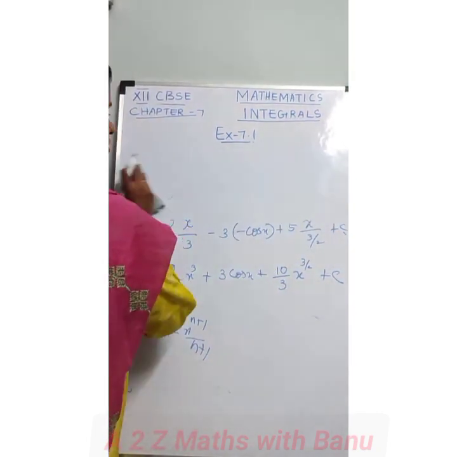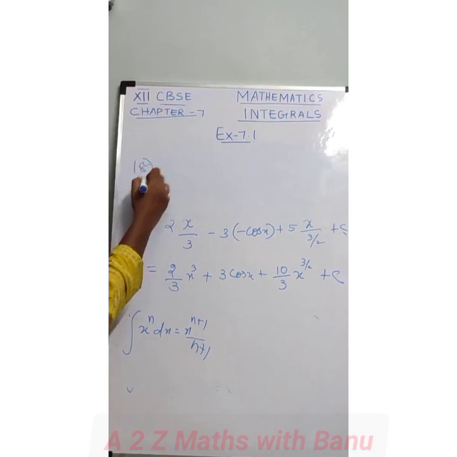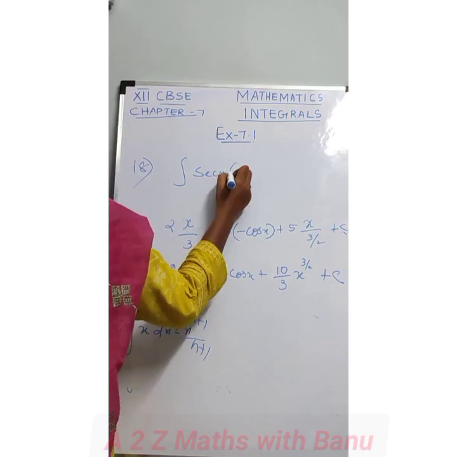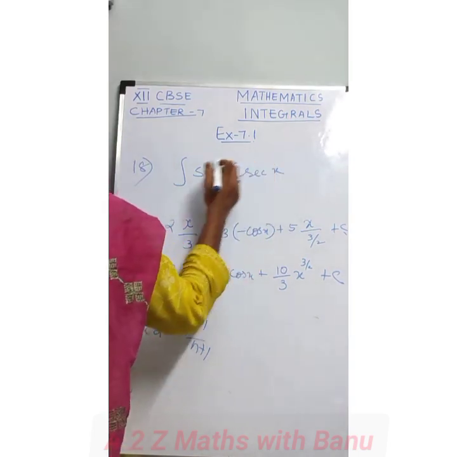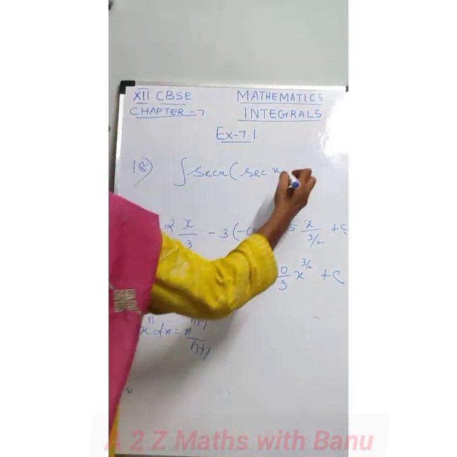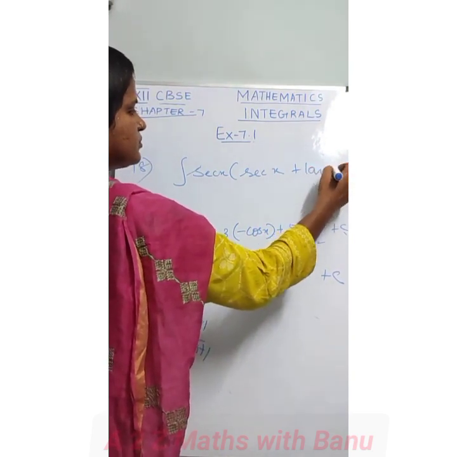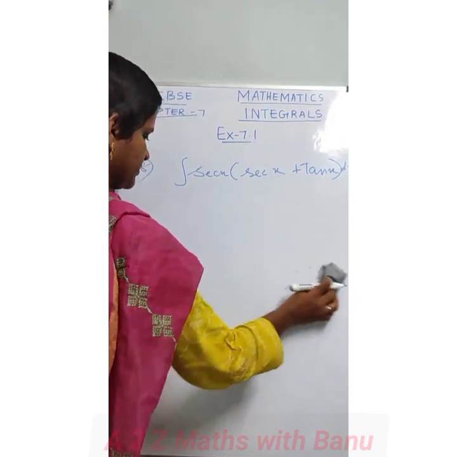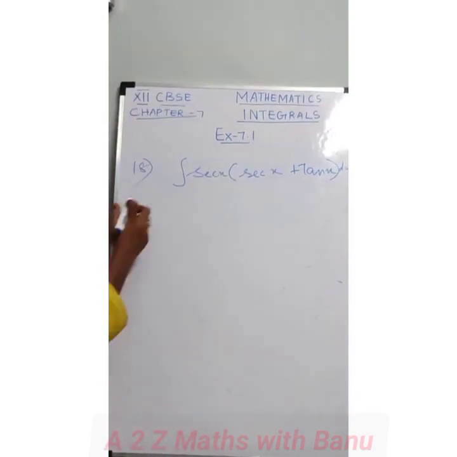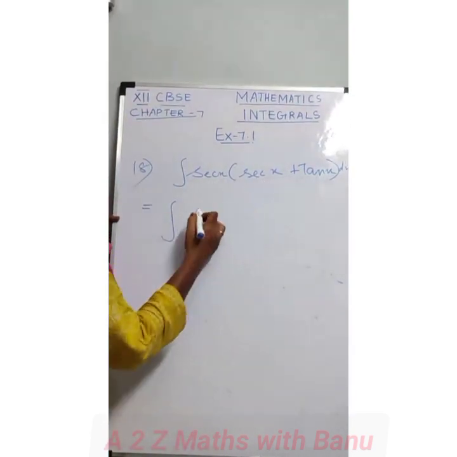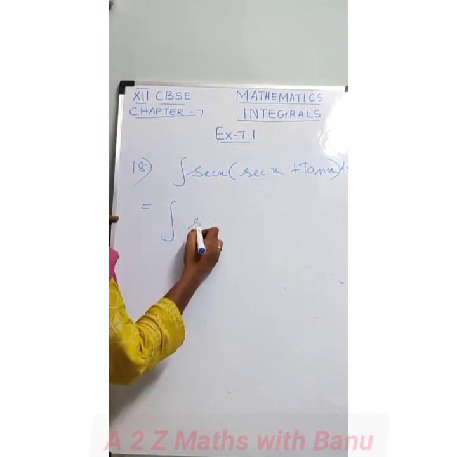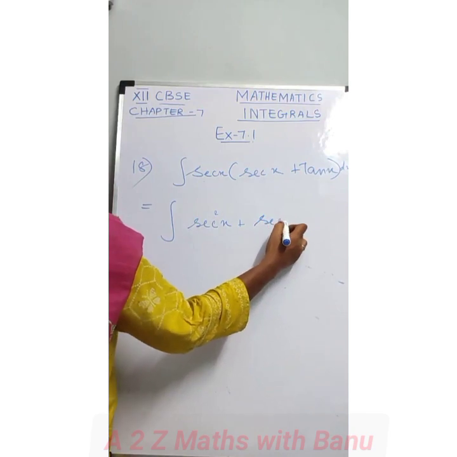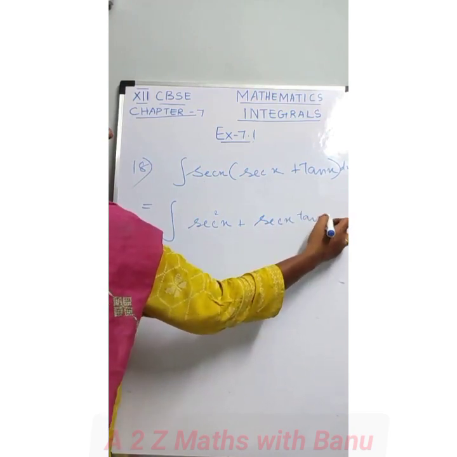So finally we have problem number 18, integral of secant x into secant x plus tan x with respect to x. So let me first multiply: secant x into secant x is secant square x, secant x into tan x, secant x tan x.